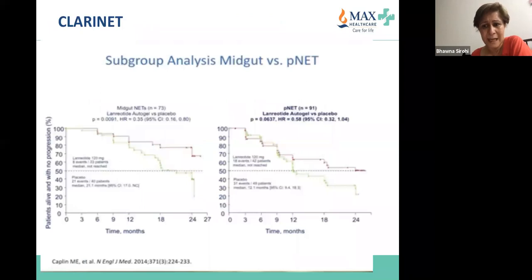The subgroup analysis of CLARINET for midgut and pancreatic NET showed that the benefit was coming more so from the midgut neuroendocrine tumors. The hazard ratio was 0.35 here versus in pancreatic was 0.58.